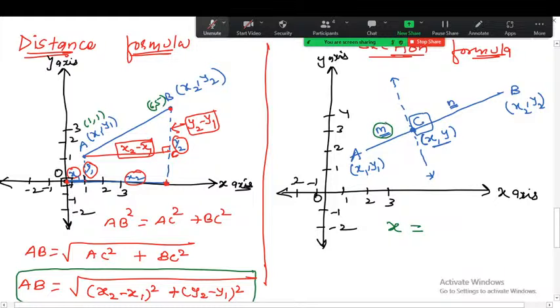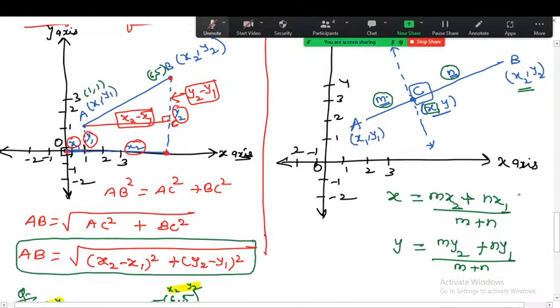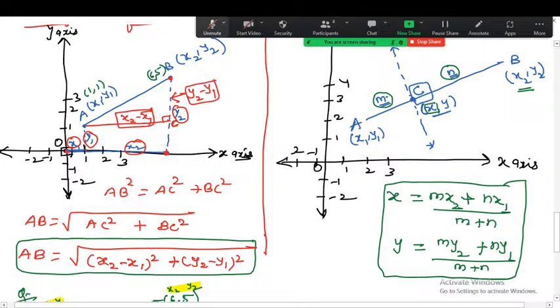You will consider M and multiply it with x2, and then you will consider N and multiply it with x1, and you will sum this and divide by the sum of these two ratio terms, in order to find the x coordinate. Similarly, in order to find the y coordinate, you will do the same approach. M and y2 will be multiplied, and similarly N and y1 will be multiplied, and you have to divide it by M plus N. In this way, you will obtain x and y, the coordinates of the sectional point. This is the utility of the section formula.